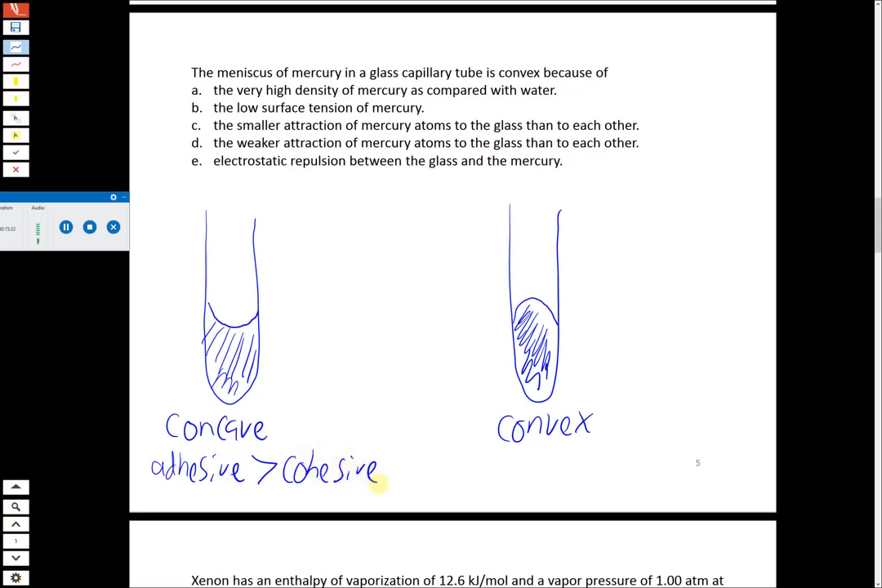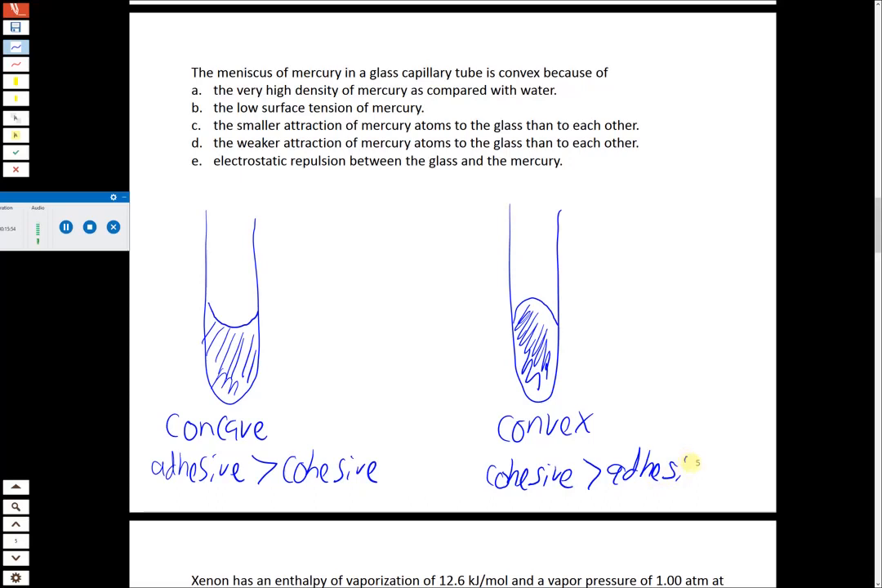And then in a convex meniscus, it's opposite. So in a convex meniscus, the molecules in the liquid are interacting with themselves more strongly, so they want to pack together and hunker down like this, and they don't climb up the sides of the glass because they don't want to interact with the glass as much. So in a convex meniscus, your cohesive forces are going to be the ones that are stronger.